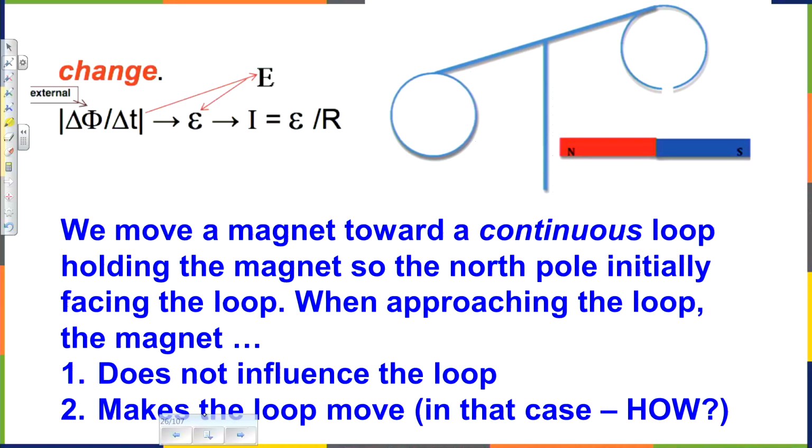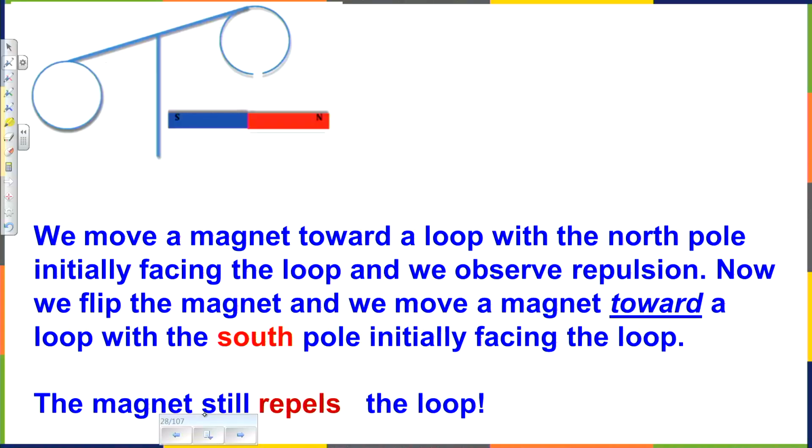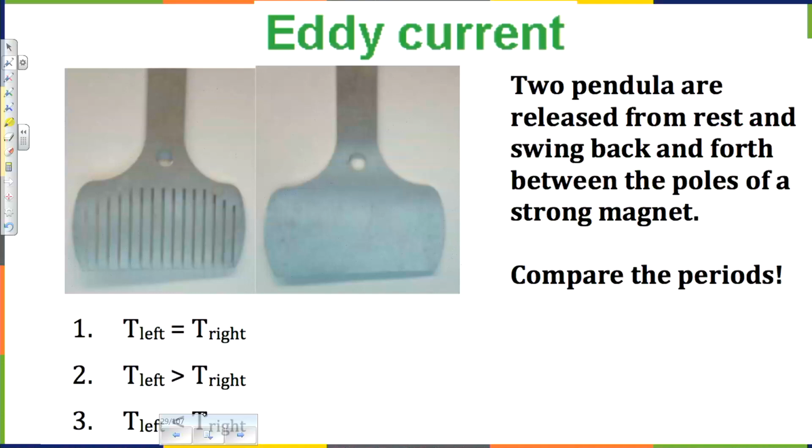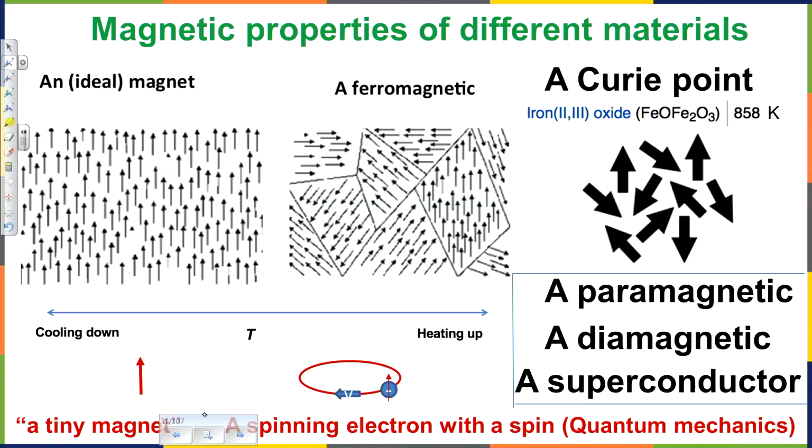So we did see that. The loop starts acting like a magnet, and repulsion. Yes, so that was the question. It wasn't a Weber-Sein question, just a question. And eddy currents help to stop fast-moving, heavy machinery.